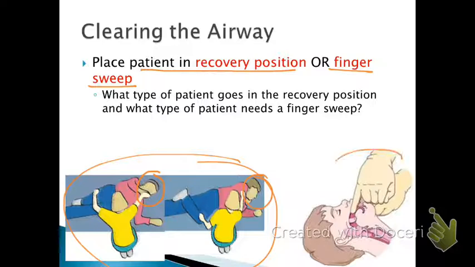It's just in this picture right here where you take either the pinky if it's an infant or the index finger if it's an adult, and you sweep the back of the airway to try to get the obstruction or try to remove the obstruction from the airway.